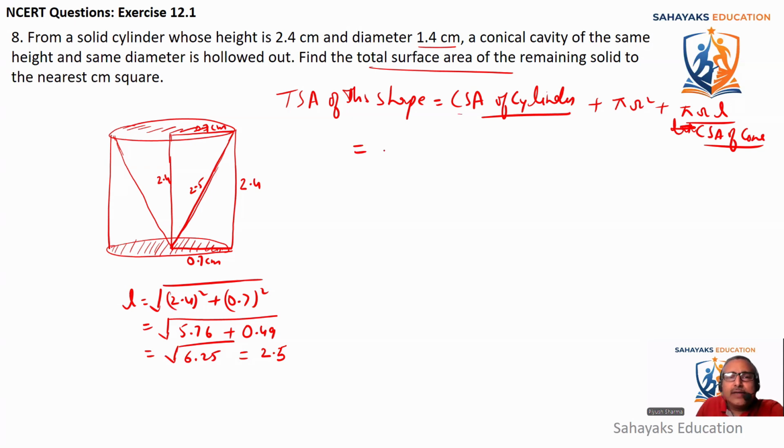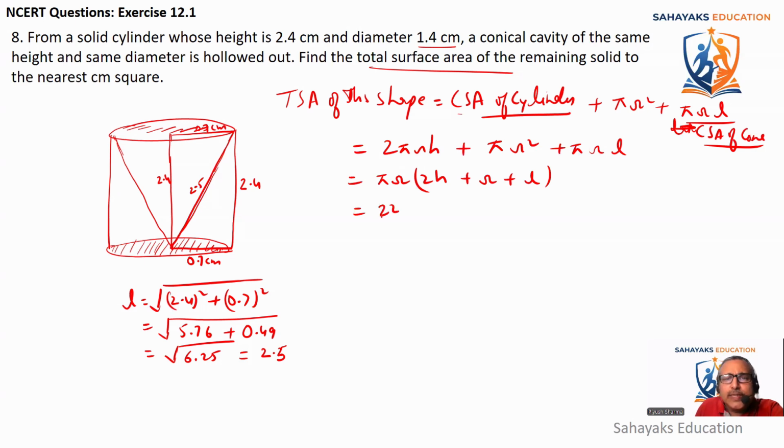The curved surface area of cylinder is 2 pi r h, plus the base pi r square, plus the curved surface area of cone pi r l. The radius is the same for all. Now what is common across? The pi r is common across, so I'll take pi r. It becomes pi r times (2h plus r plus L). Pi I'll take as 22 by 7, and radius is 0.7.